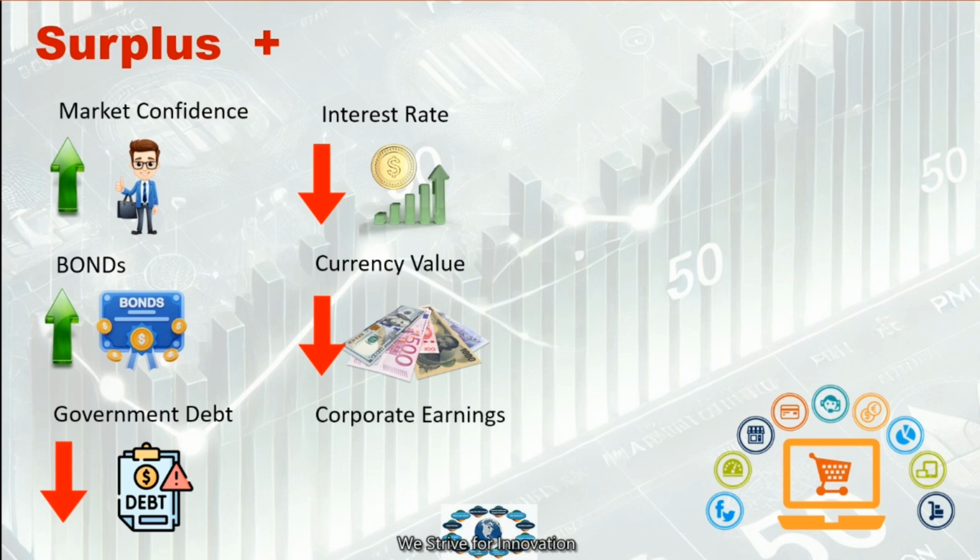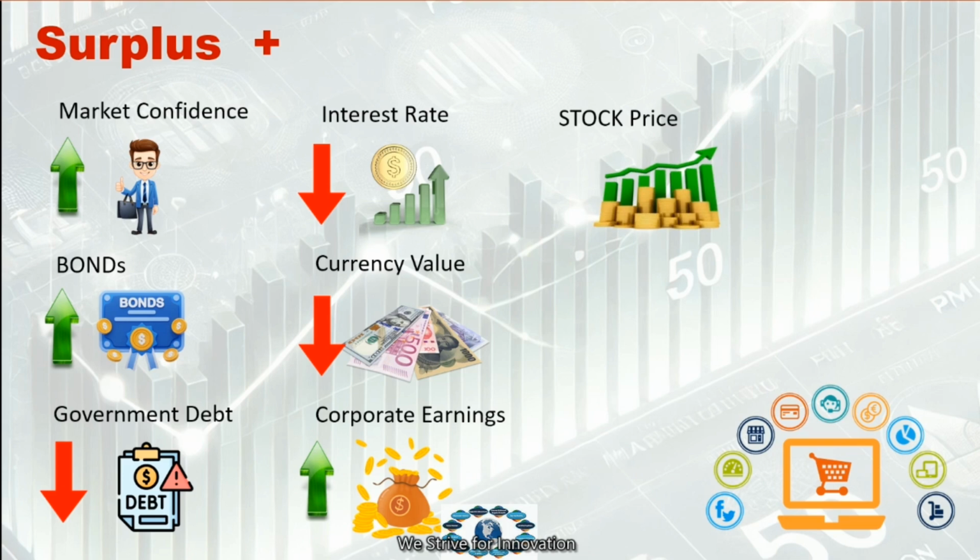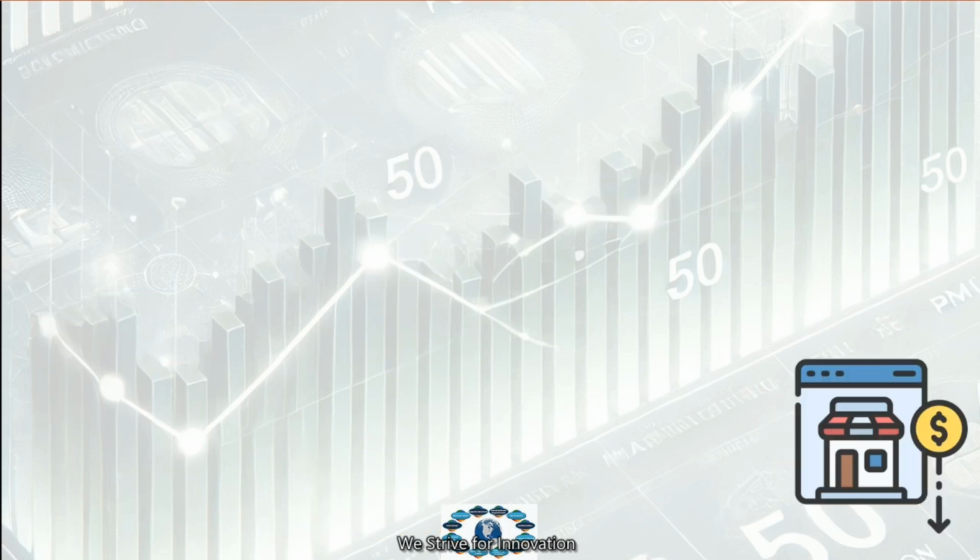How about the corporate earnings? Companies benefit from a surplus when exports are high, which increases the earnings for those companies, so corporate earnings go up. How about the stocks? Stocks and corporate earnings are attached to one another. The stock price will rise because a surplus can positively affect stock, particularly for export-driven companies, as it shows strong demand for the country's goods globally, so the stock will go up.